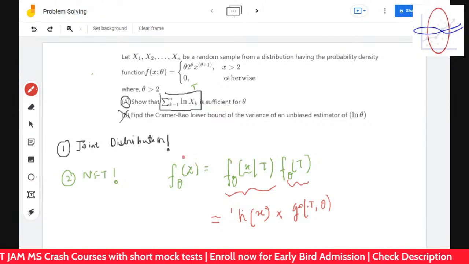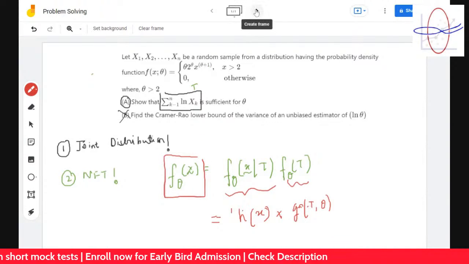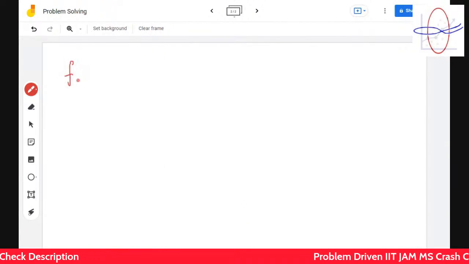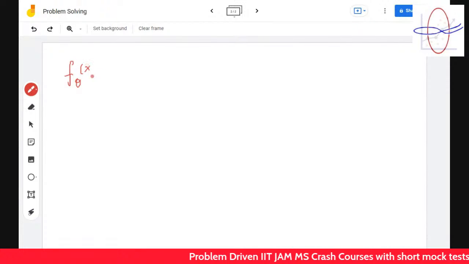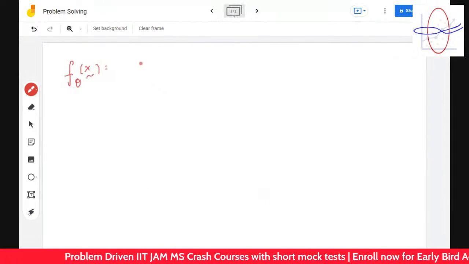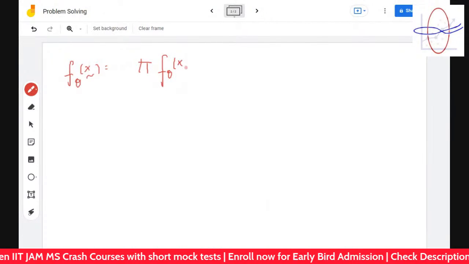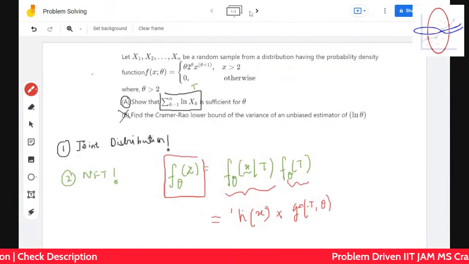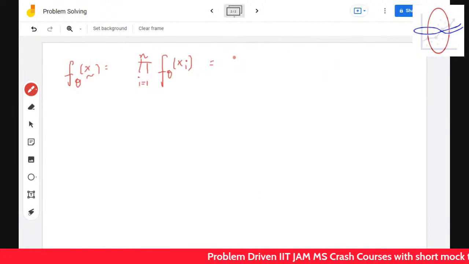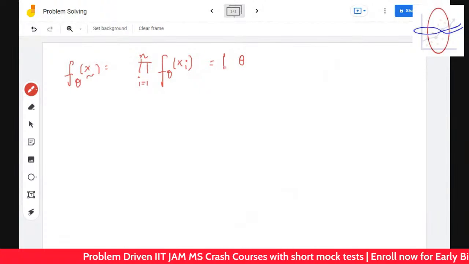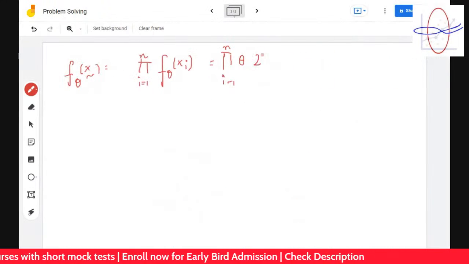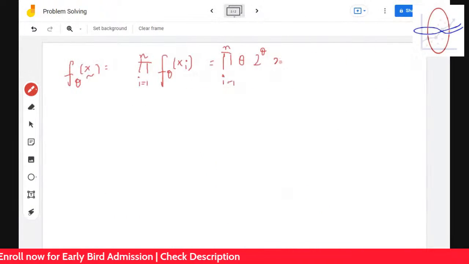Okay. So for this we need to first find the joint distribution. So let's find the joint distribution first. Therefore, the joint distribution f theta of x will be the product of this PDF, i from 1 to n, which turns out to be theta 2 to the power theta x to the power theta plus 1.